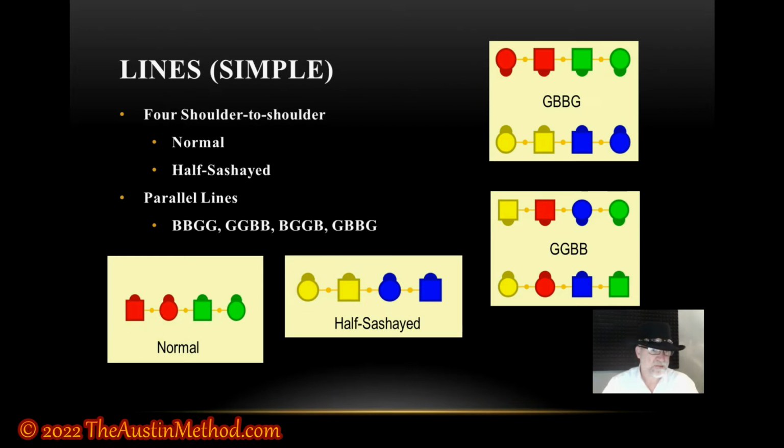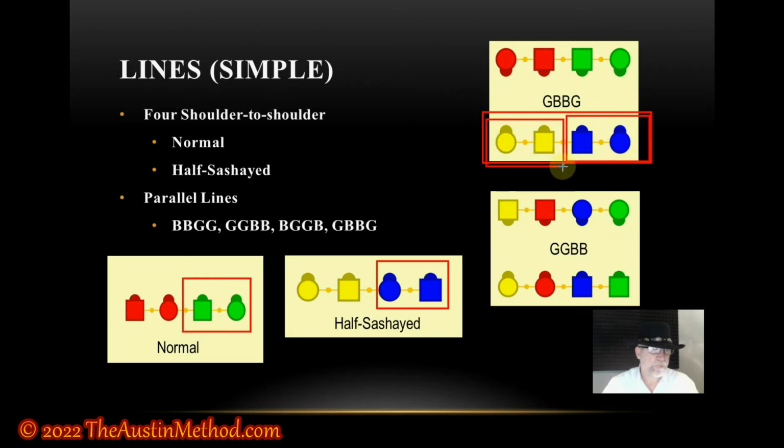And as you can see, they're made up of couples. So here we have normal couples making up the line, so it's a normal line. Here we have half sashayed couples, so it's a half sashayed line. Here we have girl, boy, boy, girl lines, and that are made up of both a normal couple and a half sashayed couple. In this case, this is the normal couple, and this is the half sashayed couple.